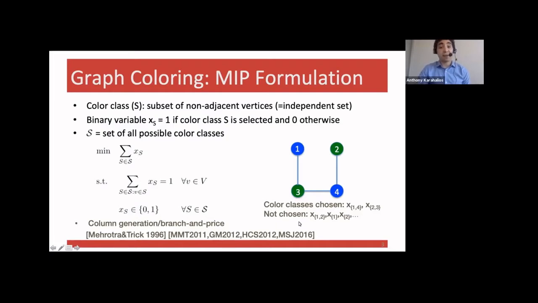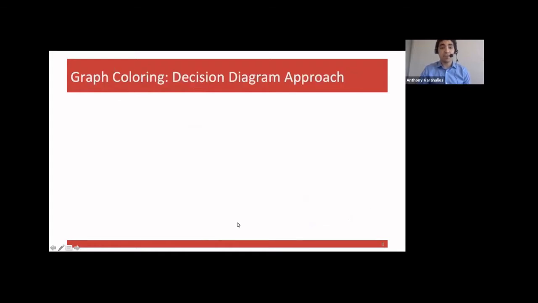Because there may be an exponential number of possible color classes in the graph, column generation is used, and because we're dealing with binary variables, there's a branch and price heuristic as well. Now we'll discuss the second approach, a decision diagram approach that is going to be used for the rest of the presentation when we're discussing our variable orderings and our variable ordering portfolios.